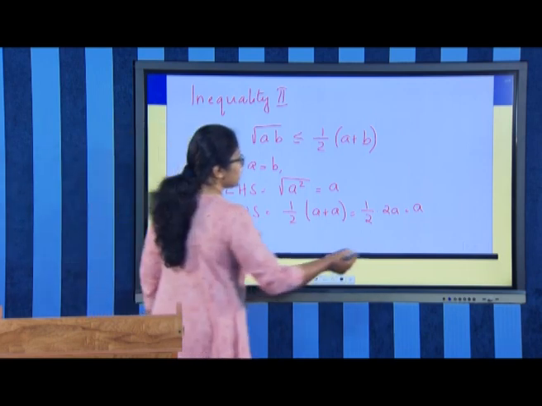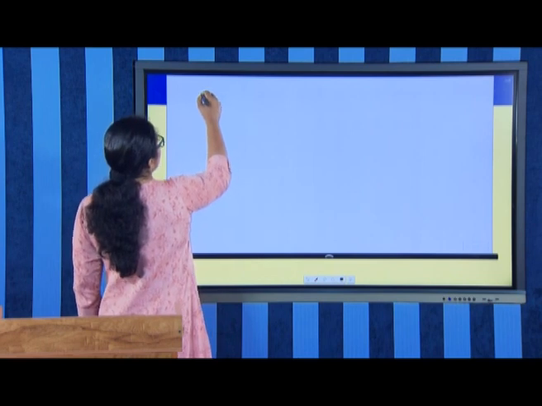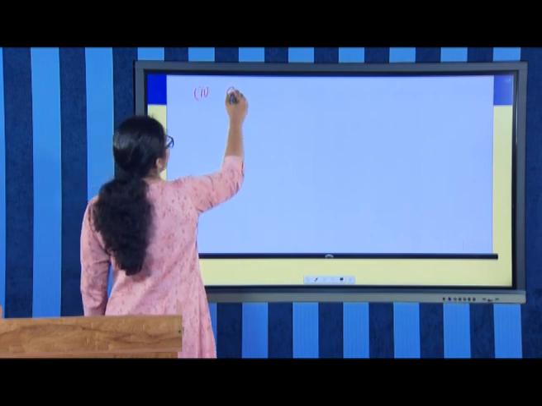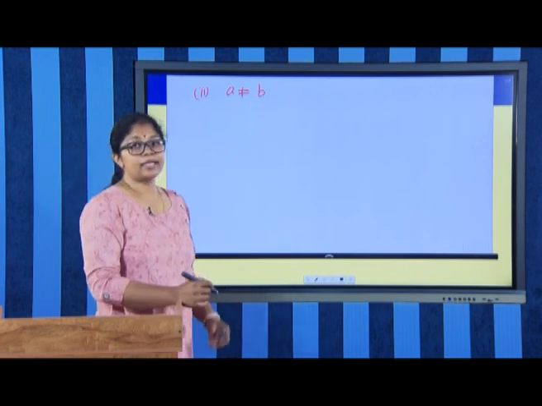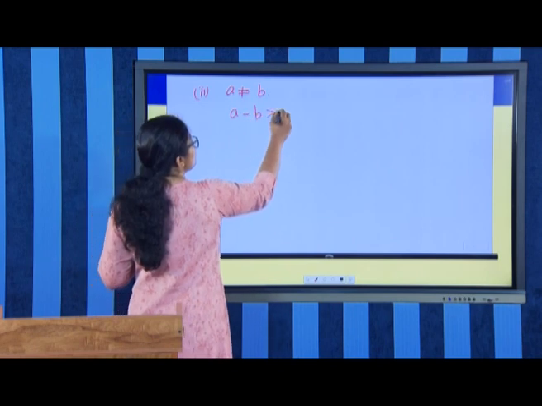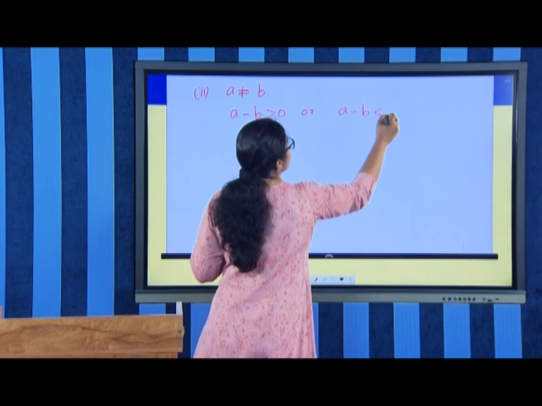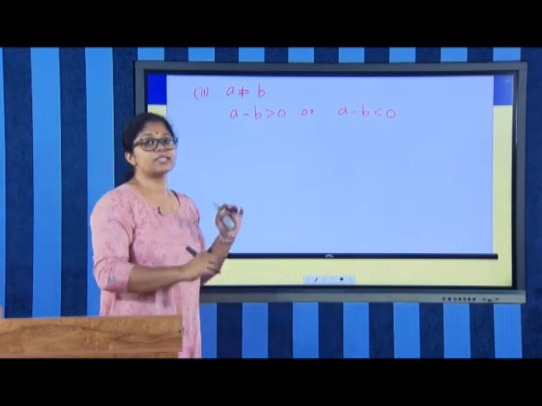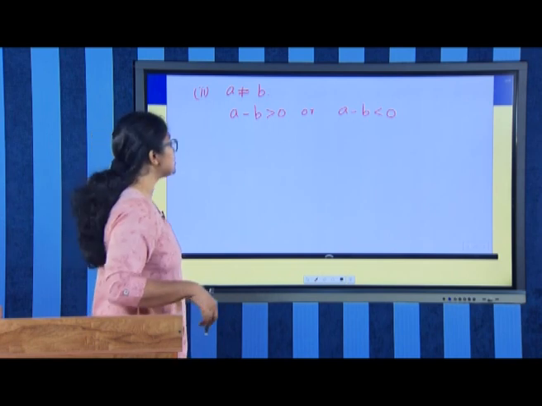So, let us suppose the case when A is not equal to B. So, second case, when A is not equal to B, then what happens? Either A minus B is greater than 0 or A minus B is less than 0. From where does this follow? From the law of trichotomy that we have learned in the previous session.